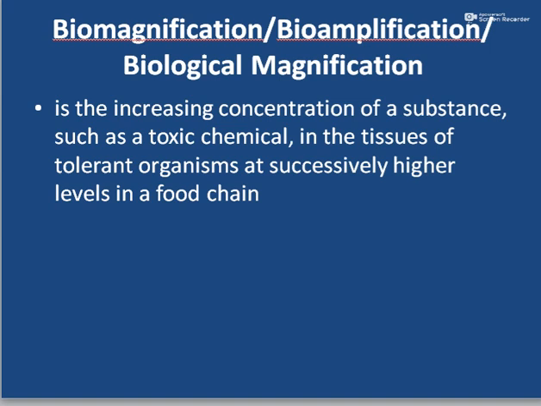First comes the term biomagnification or bioamplification. It's also called biological magnification. That is, when the concentration of a particular substance, such as a toxic chemical, is increased in the tissues of tolerant organisms at successively higher levels in a food chain, we call it biomagnification, amplification, or biological magnification.